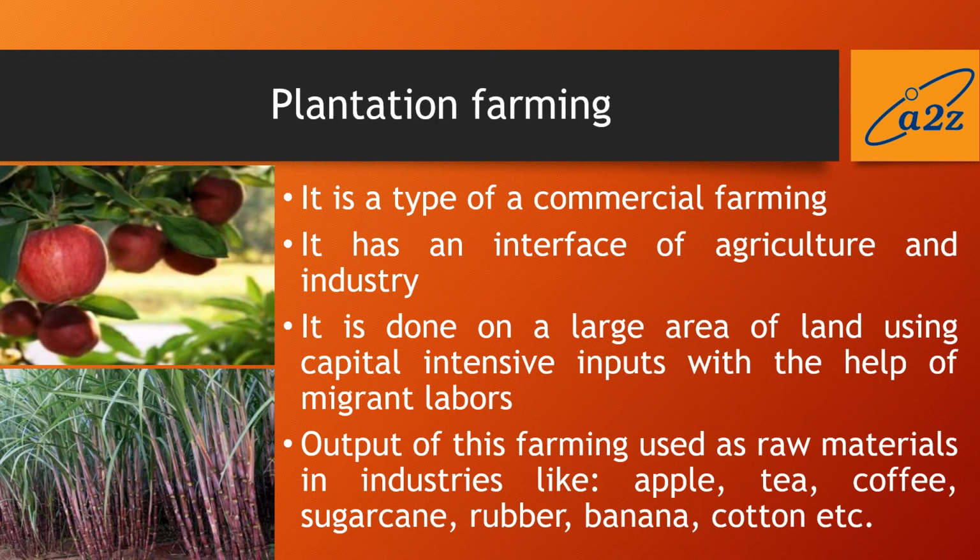So the fourth type of farming is plantation farming. It is a type of commercial farming. It has an interface of agriculture and industry. Further, it is done on a large area of land using capital intensive input with the help of migrant laborers. Output of this farming is used as raw material in industries, like tea, coffee, sugarcane, rubber, banana, cotton, etc.